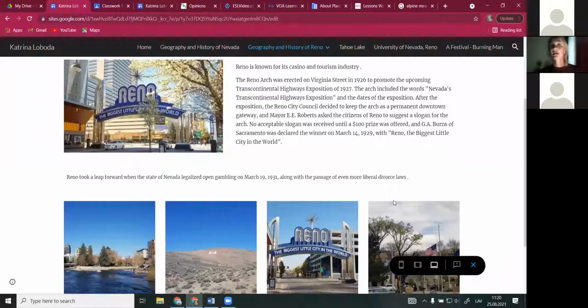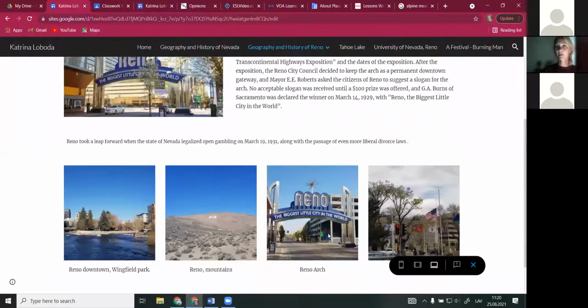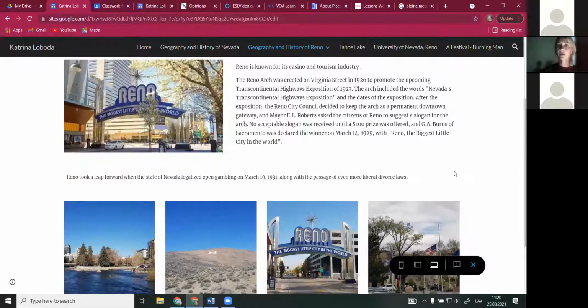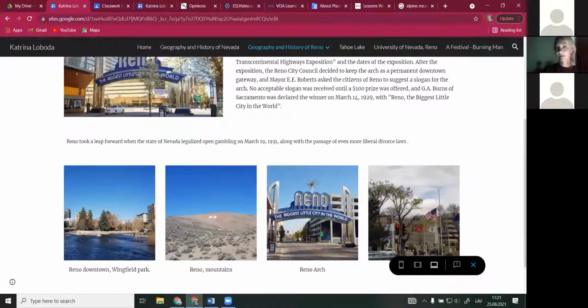And the mayor offered a $100 prize to the person who could come up with some creative slogan. And like 100 years ago, it was changed into the biggest little city in the world. So this arch is a permanent downtown gateway. So you enter the city and you see this beautiful arch. So there are also some more pictures of the downtown Reno and the mountains.